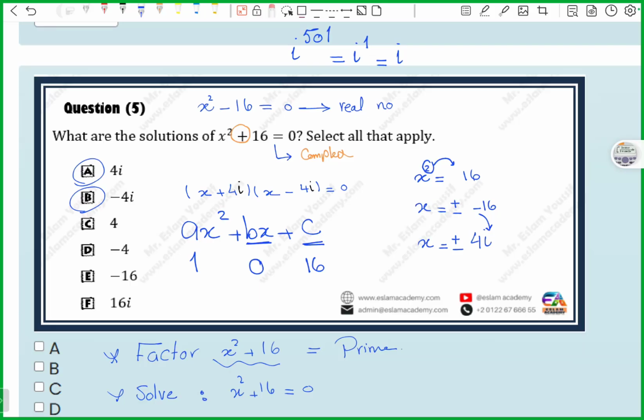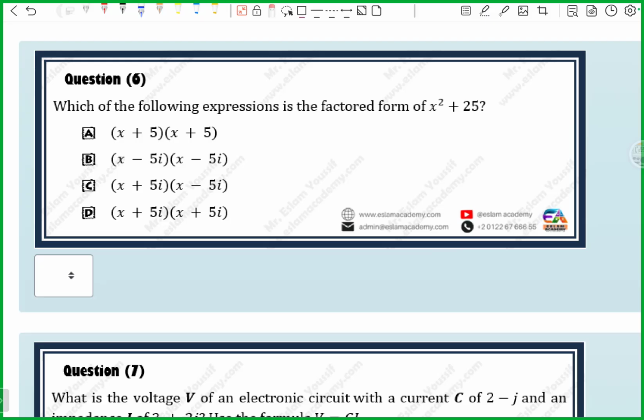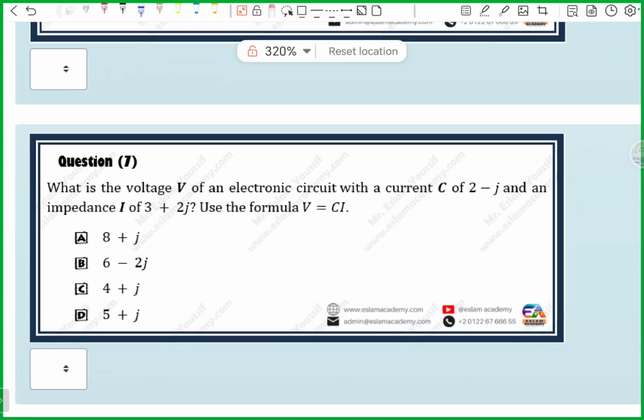Any problem for this one? No. Again, one more time. What is the answer for this question? x squared plus 25, if I need to use factorization. Is it C? The answer is C. Thank you. You understand it now? Yes.